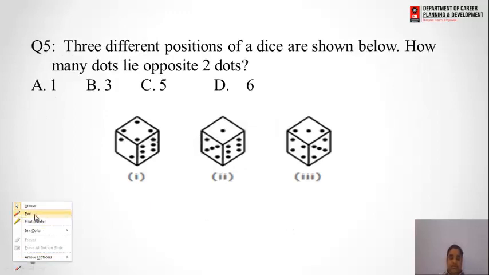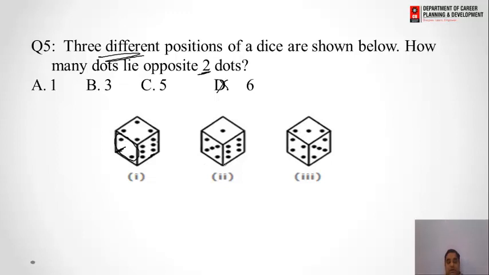Now for the next question what we have, 3 different positions of the dice are shown. How many dots lie opposite to the 2 dot figure? 2 dot figure we have here. Now the side opposite to this, options are 1, 3, 5 and 6. Now 6 cannot be the answer because that is adjacent. Now another one what we have, 1, 3 and 5. 1 we have here, that is adjacent to 3, but on the other side the adjacent part is 5, so there is nothing common.